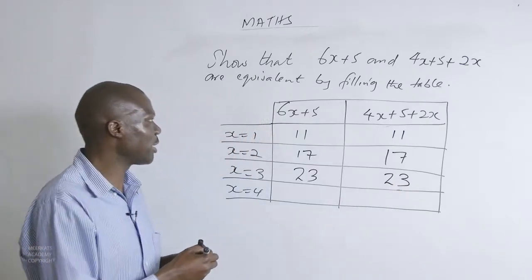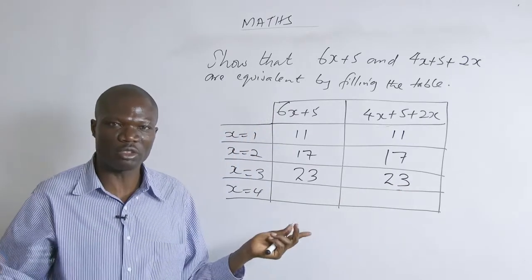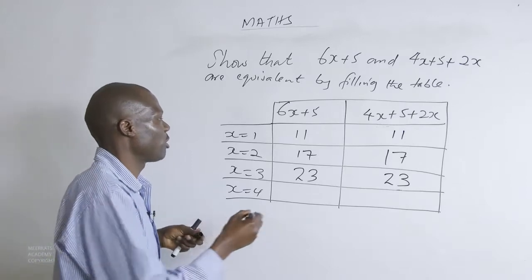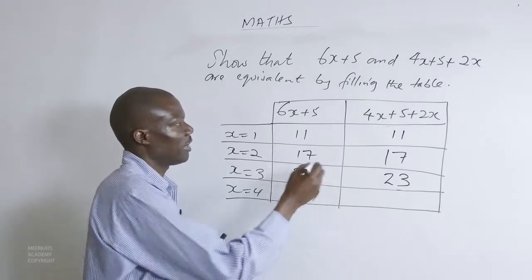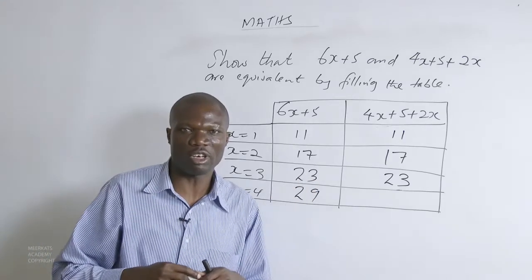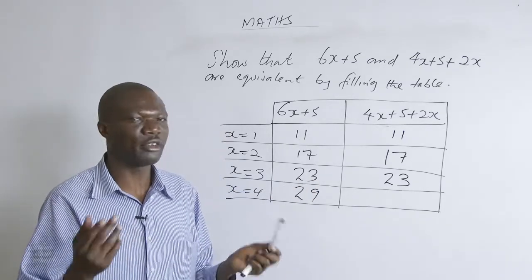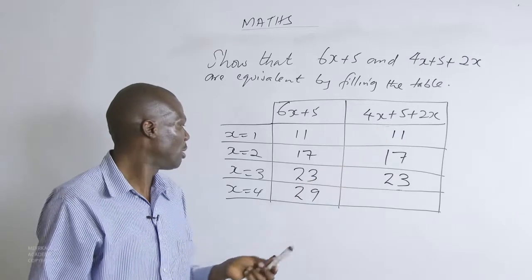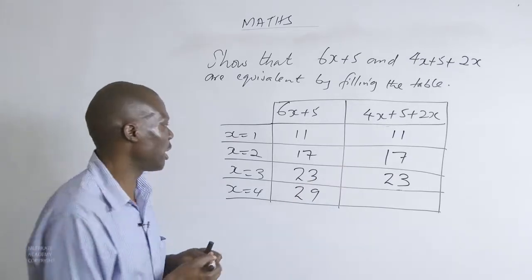And the last one, it is 4 times 6, which gives us 24, plus 5 gives us 29. And the other side, 4 times 4 is 16. 16 plus 5 gives us 21. Then 21 plus 8 gives us 29.